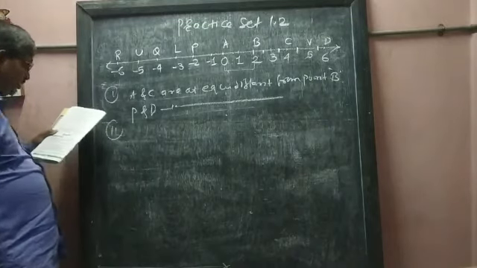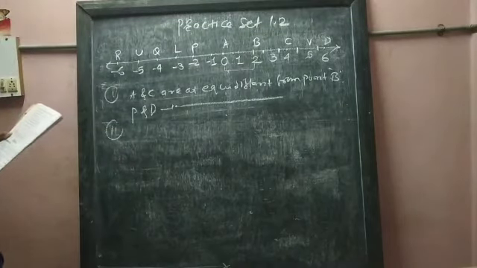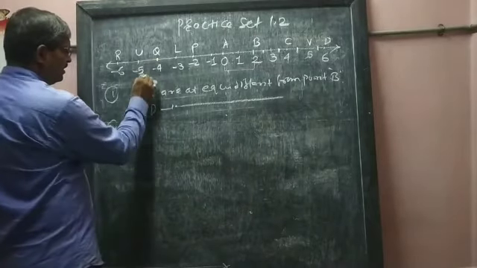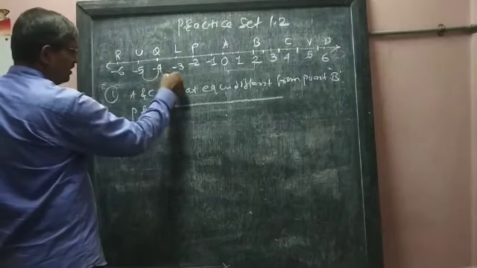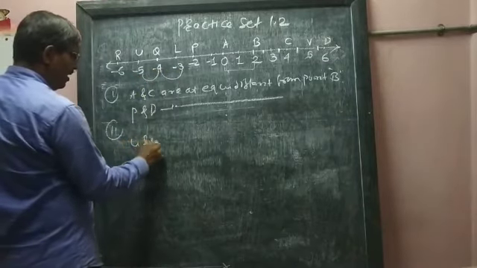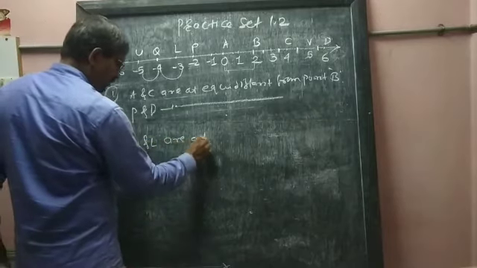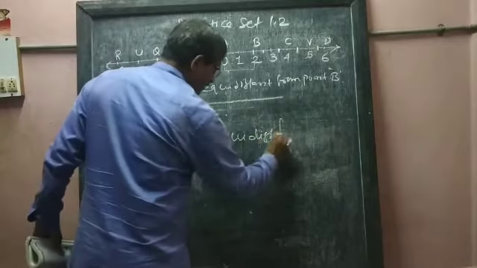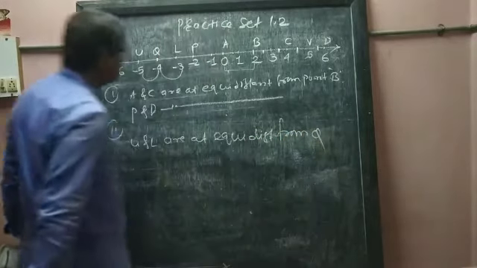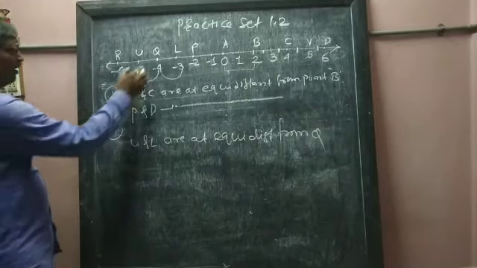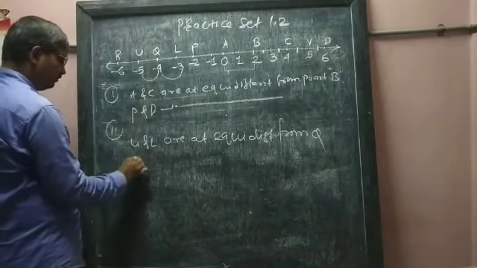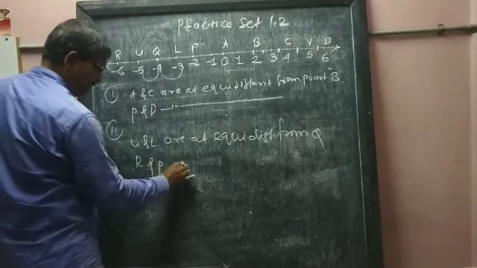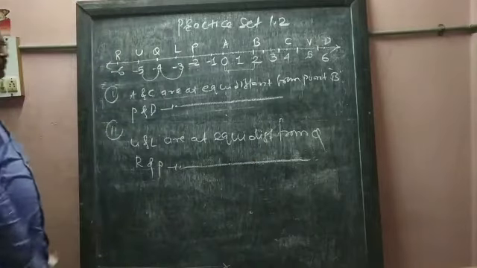Now we will solve question number 2. Write the pair of points equidistant from Q. Where is Q? Q is here. So which are equidistant? Look here, this is single unit, this is single unit. Means U and L are at equidistant from Q. Similar way, from Q at 2 units, to the right hand side P is there, so R and P are also equidistant from Q.